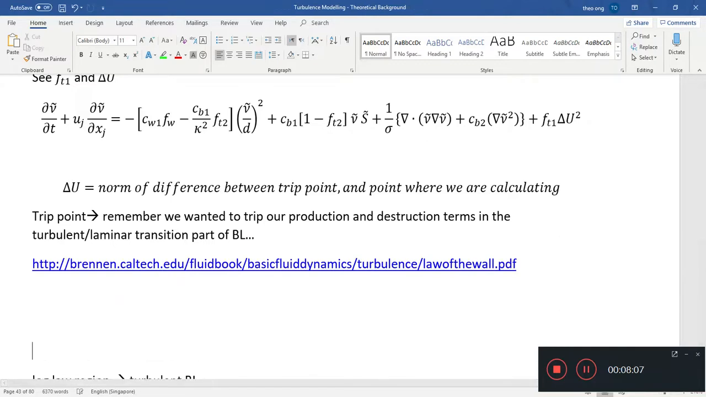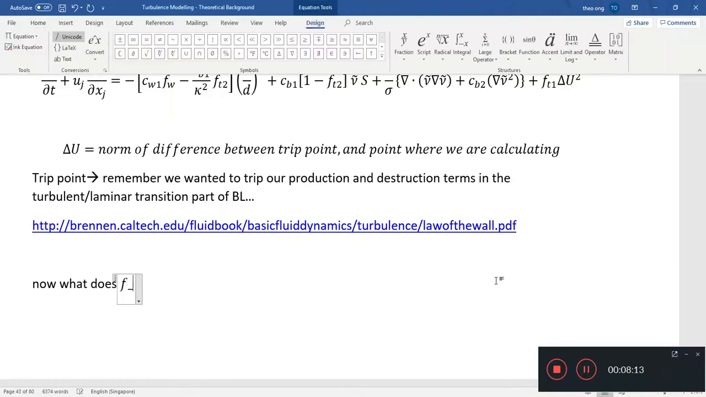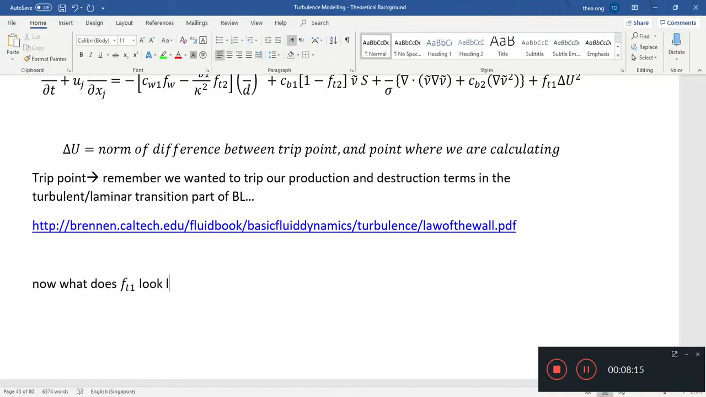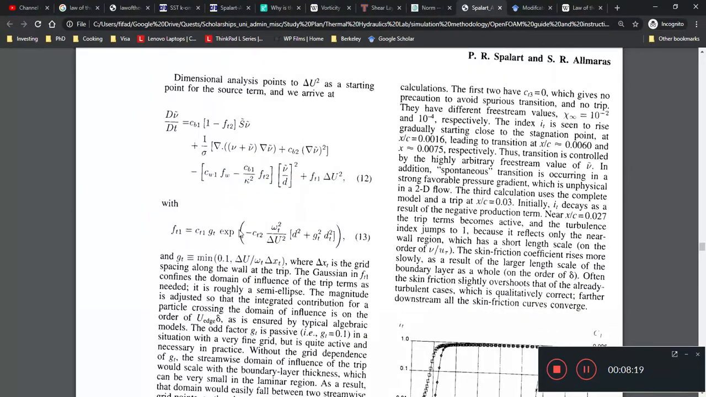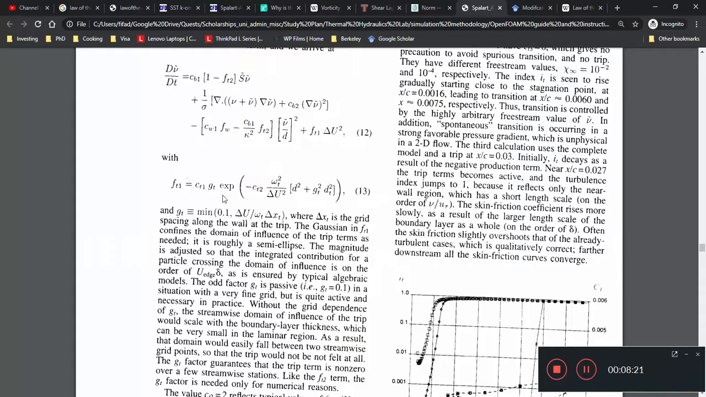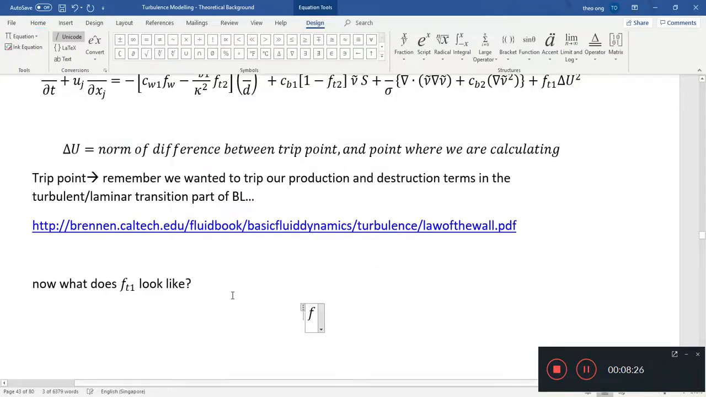So here are some references, just ignore that. Now what does FT1 look like? FT1 is defined over here. It's very long, but let's go through term by term.